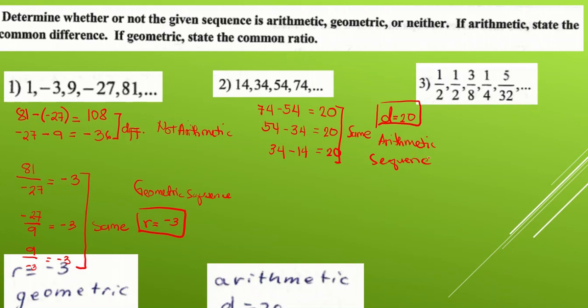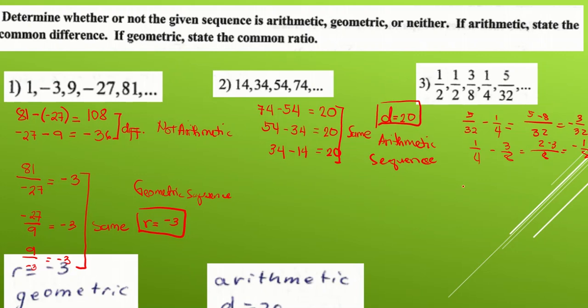you have this one. Okay, let's try to see if this one is arithmetic or not. So that is 5 over 32 minus 1/4. That is LCD of 32, then 5 minus 8. So that is negative 3 over 32. Then you have 1/4 minus 3/8. LCD is 8, and you have 2 minus 3. That's negative 1/8. So they are not the same. So this is not arithmetic.